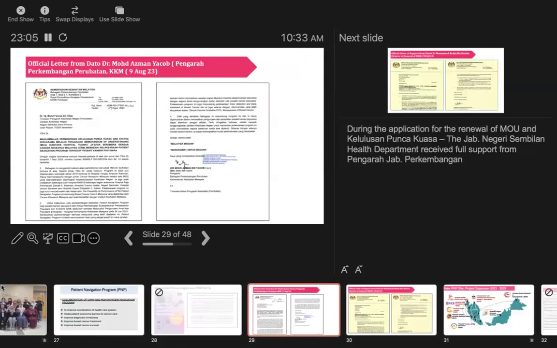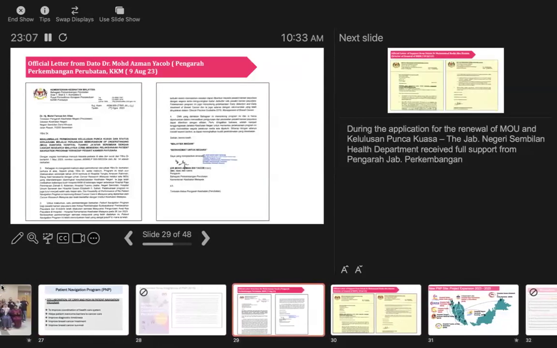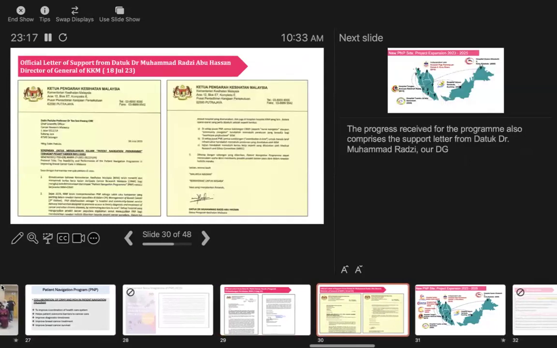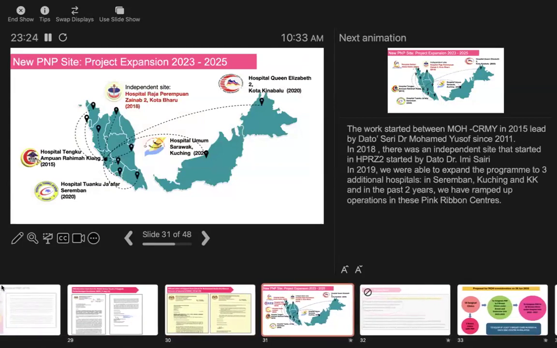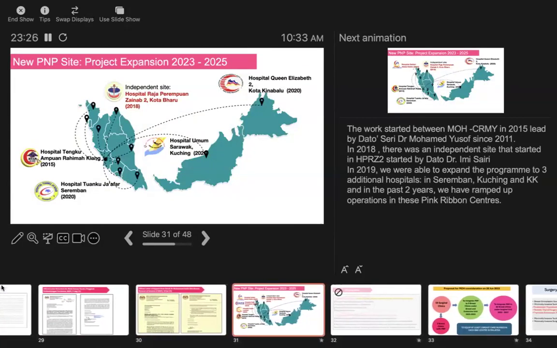And we got an official letter from the Ketua Pengarah, emphasizing doing this patient education program in all 10 centers that have breast endocrine surgeons. And this is an official letter of support from our current DG, Dato Dr. Razir. And this is the project expansion for 2023 to 2025 of our patient education program.